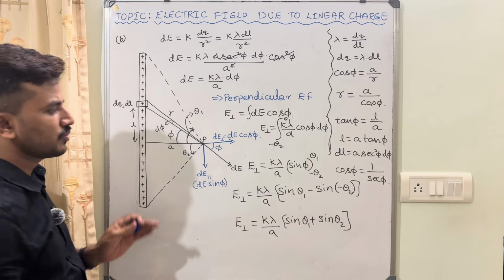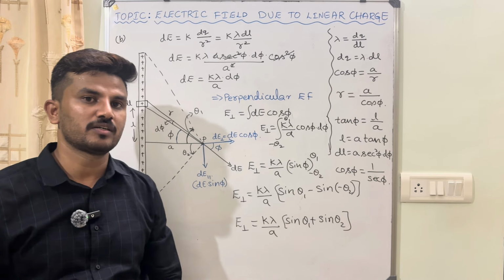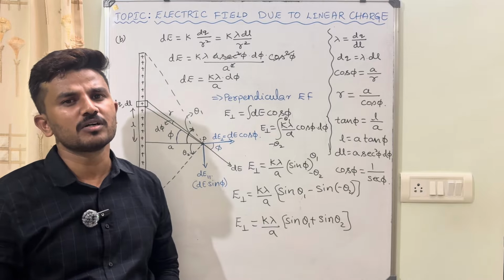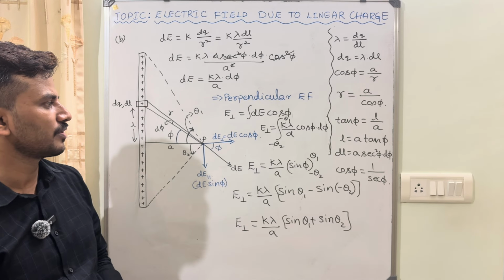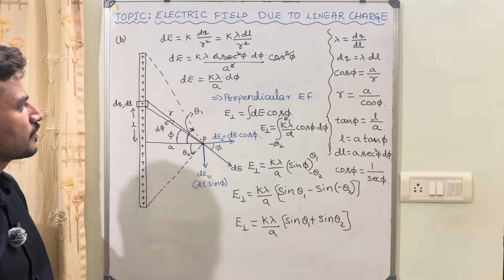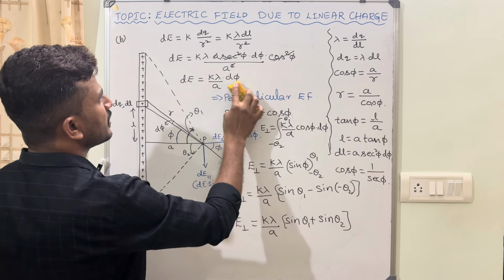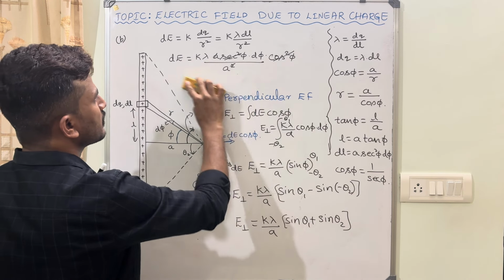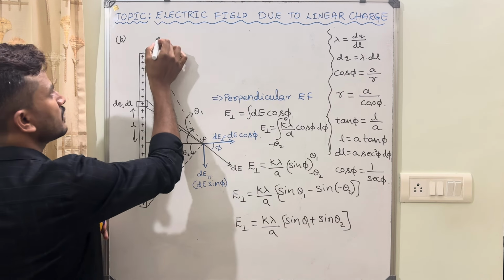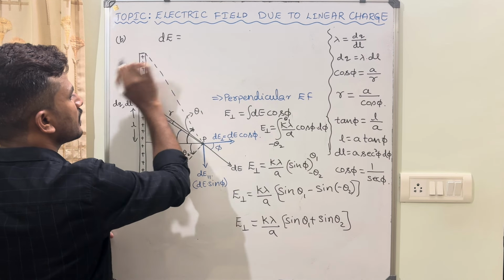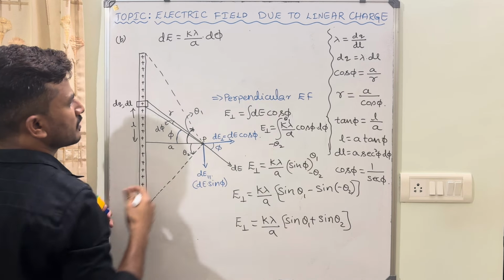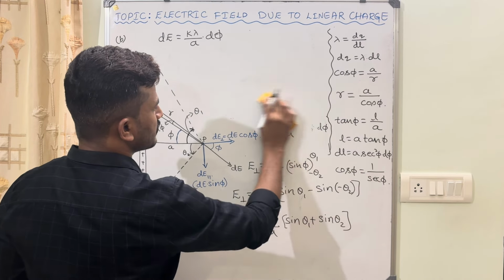That's it. So this is for the perpendicular electric field. Note it down. After that we'll discuss the parallel electric field. You can pause the video and note it down. Okay, now we'll move on to the parallel electric field. K lambda d phi by A, you can just remember, dE is given by K lambda divided by A into d phi. So the perpendicular electric field is done.